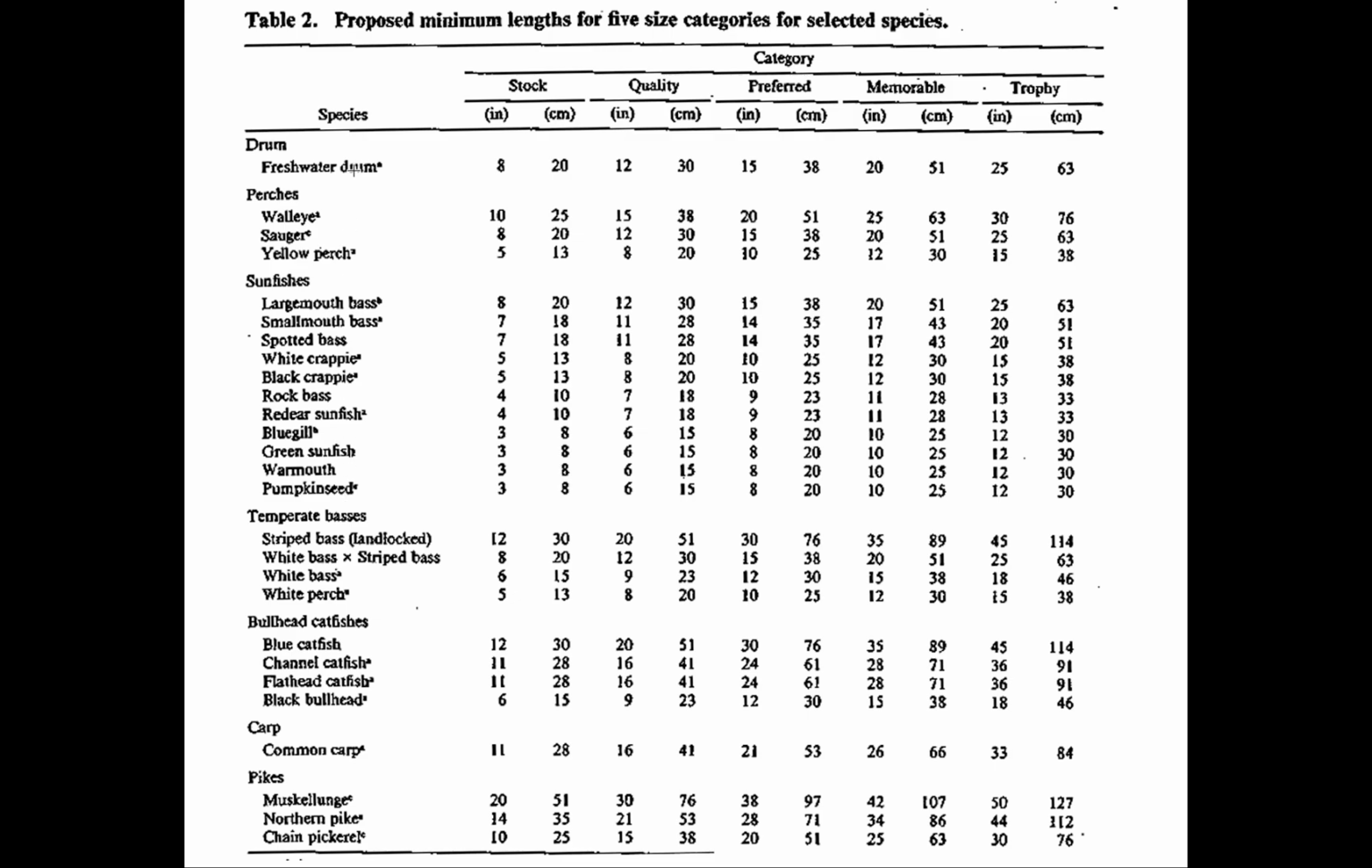So if you catch a game fish at a size, say we're going to look at inches, if you catch a 10-inch walleye, that's a stock walleye. That's not very big. But if you catch a 25-inch walleye or a 30-inch walleye, that goes up to a memorable or trophy size. So these are how these game fish are categorized in the water body.